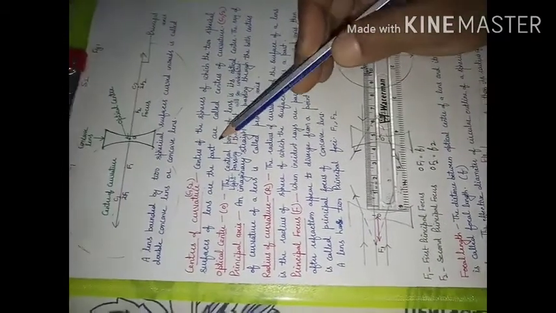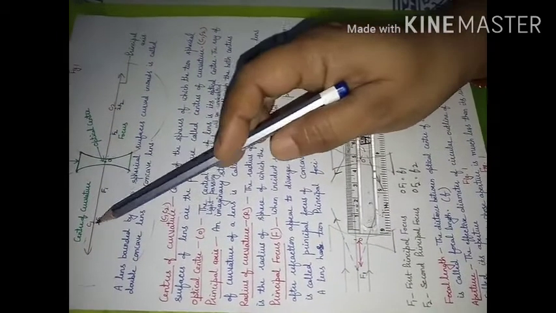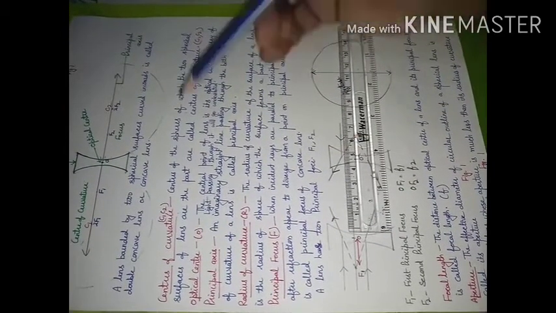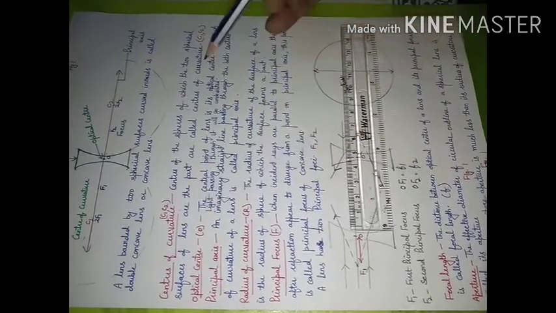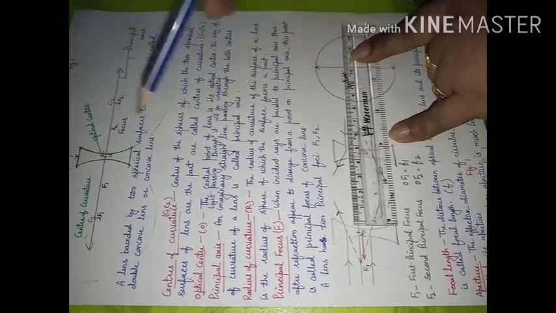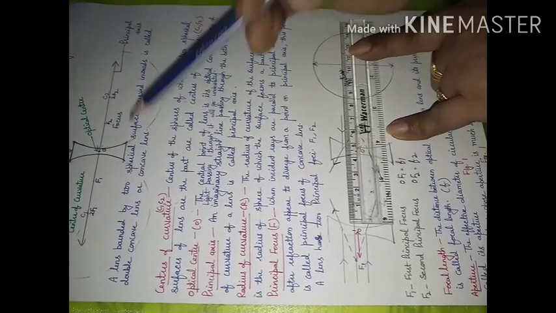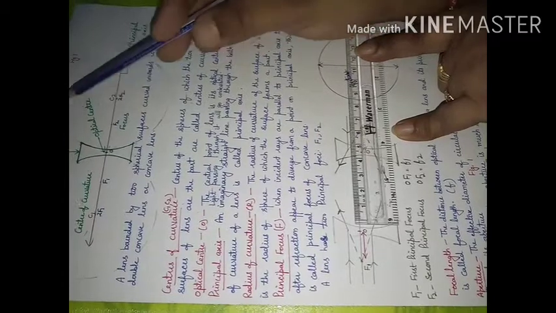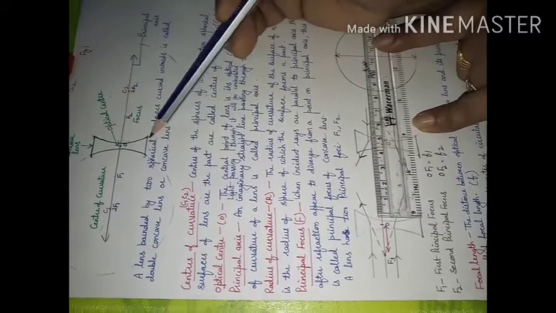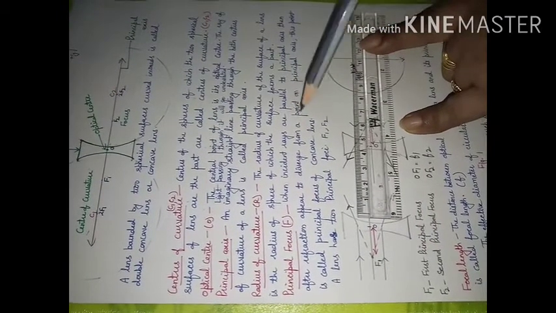Again repeating, centers of the spheres. Centers of the spheres means centers of spheres S1 and S2, of which the two spherical surfaces of the lens are part. Which two spherical surfaces of the lens? This surface and this surface. It means these 2 points, with the help of which we have drawn a sphere, and a part of these spheres is going to make the concave lens, then these centers will be known as centers of curvature.